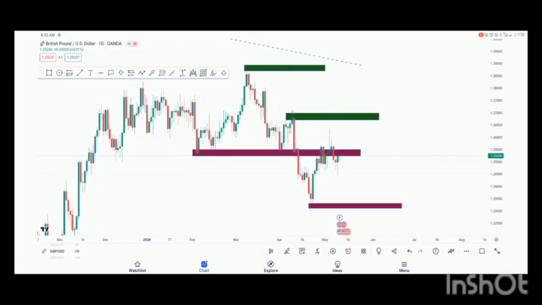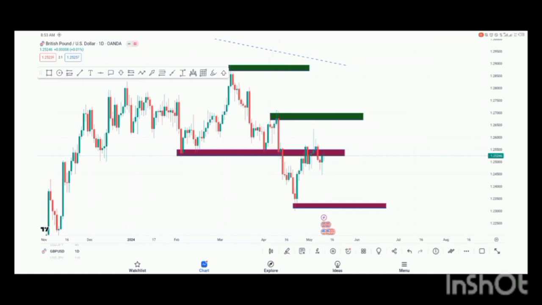Okay guys, this is GBPUSD on a daily time frame. As you can see on my screen, there are some key zones that have been marked out that we're expecting GBPUSD to either retest or even break out from for next week. So right here, I'm just going to be highlighting some key zones.